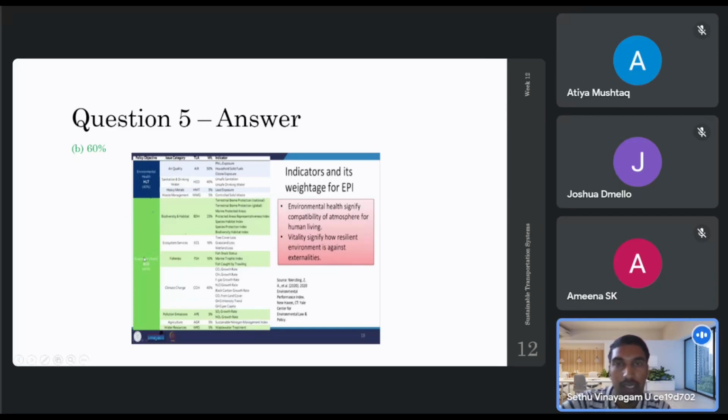Whereas when we are talking about vitality, it is about how well we are preserving it, not necessarily from the point of view of human health, but in general, keeping nature's resources as they are. That's where the ecosystem vitality comes in, and this is the category with the higher weightage. Here we look at biodiversity, how many different species we have in an area and so on, fisheries, climate change. All these come under the vitality aspect, so that's the one with the higher weightage in this particular index called EPI.